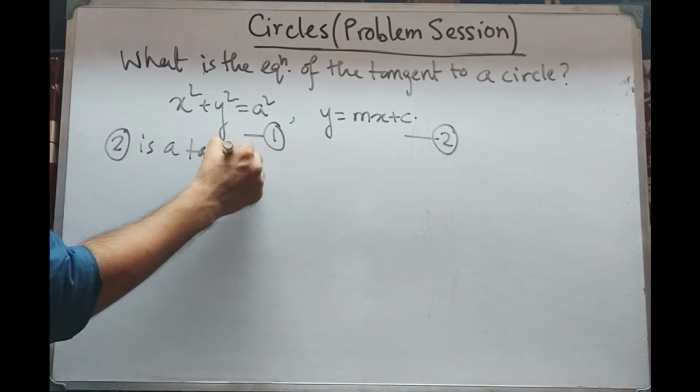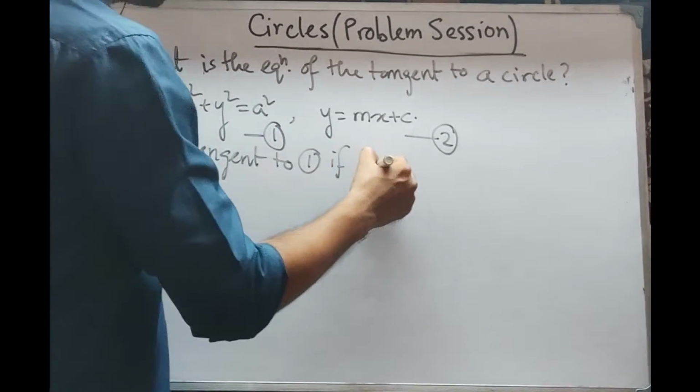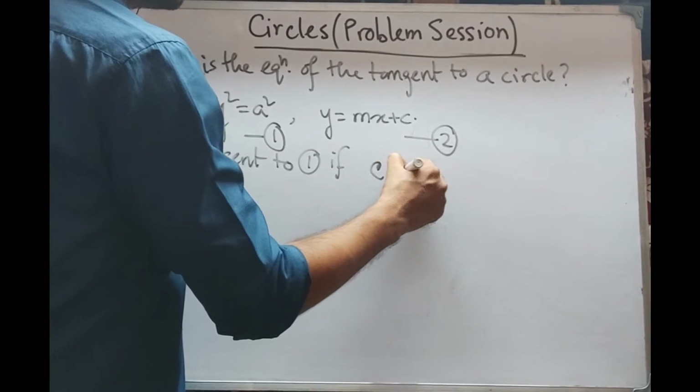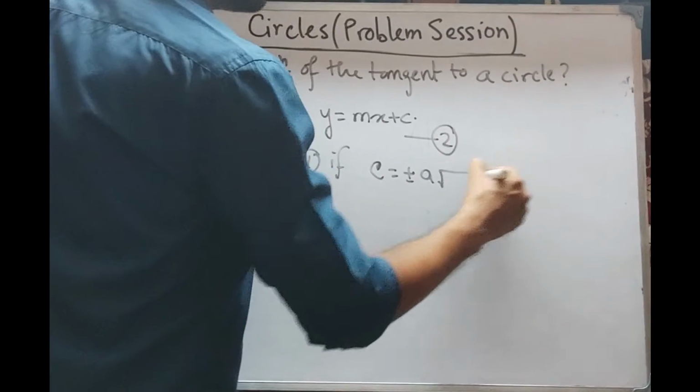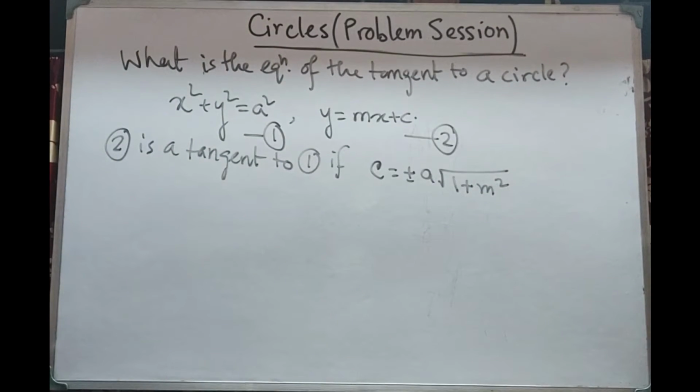2 is a tangent to 1 if that condition we have already seen, that c will be plus minus a root over 1 plus m square. I forgot to write the plus minus there, because c square is equal to a square into 1 plus m square. When you take the roots, you get two values of c, that is plus minus. So the value of c we are getting like this.